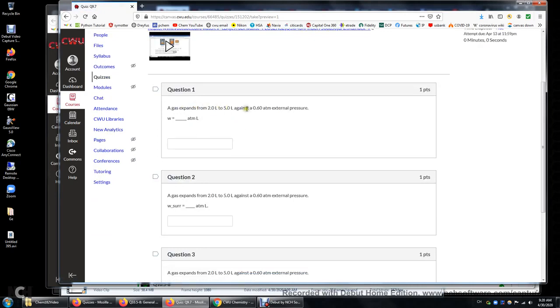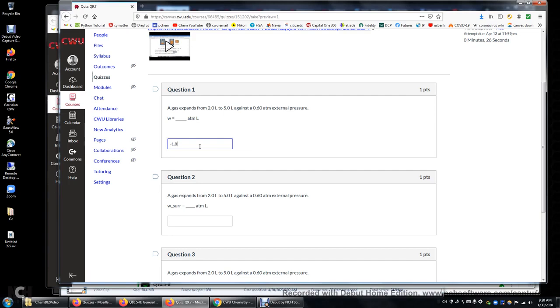A gas expands against this pressure. So how do we compute work? Work is negative delta V times external pressure. So it expands, so delta V is 3 liters, positive 3 liters. And then times this 0.6, we get 1.8, but don't forget about the negative sign.